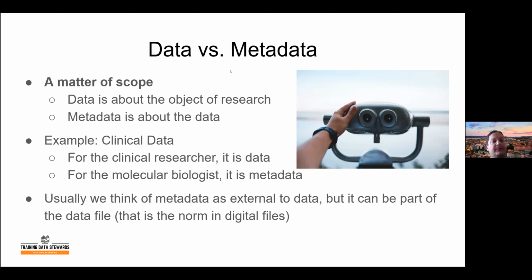We've been briefly over this, but it's essentially a matter of scope. Okay, so we think about data as the object of research and metadata as data that's about the data. Okay, and an example I like to give is the clinical data. For the clinical researcher it's the data, it's the thing that he works on, it's the object of his research. But for the molecular biologist, it's the thing that describes the samples that he is sequencing, for example. Okay, so it's mostly metadata. It's actually not very relevant to make a distinction.